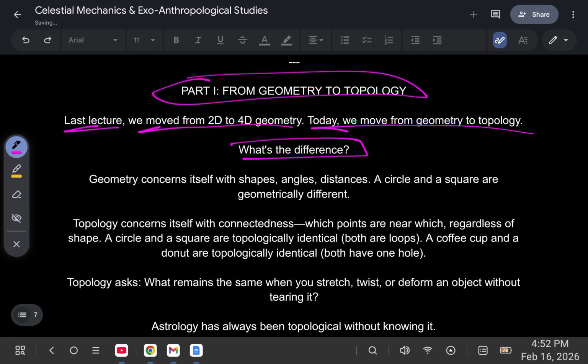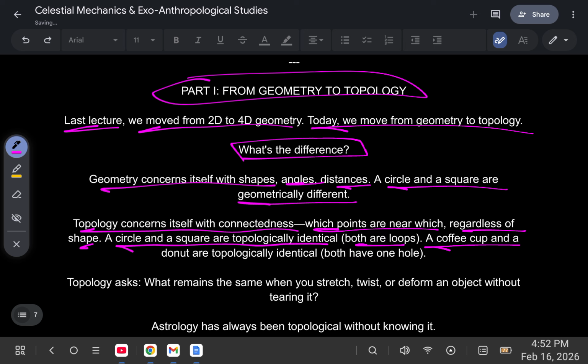What is the difference? Geometry concerns itself with shapes, angles, distances. A circle and a square are geometrically different. Topology concerns itself with connectedness, which points are near which, regardless of shape. A circle and a square are topologically identical. Both are loops. A coffee cup and a donut are topologically identical. Both have one hole. Topology asks, what remains the same when you stretch, twist, or deform an object without tearing it?